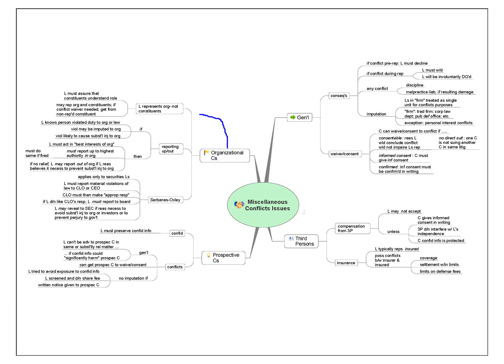Last topic with regard to conflicts, organizational clients. The starting point for this is that the lawyer represents the organization, not its constituents. And the lawyer's got to assure that the constituents understand that he's not their lawyer, he's the organization's lawyer. A lawyer may represent, of course, both the organization and its constituents if there's no conflict, and if there's a conflict waiver that's needed, he gets it from a non-represented constituent.